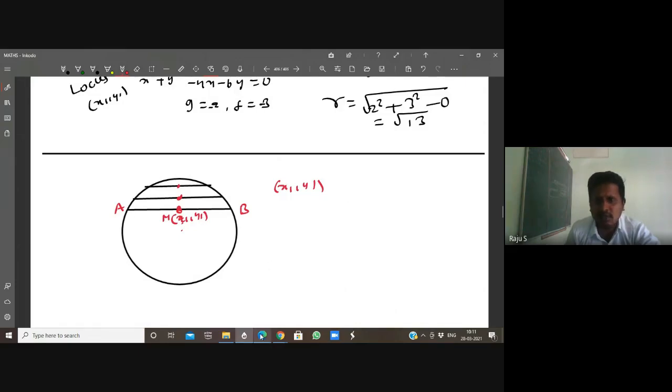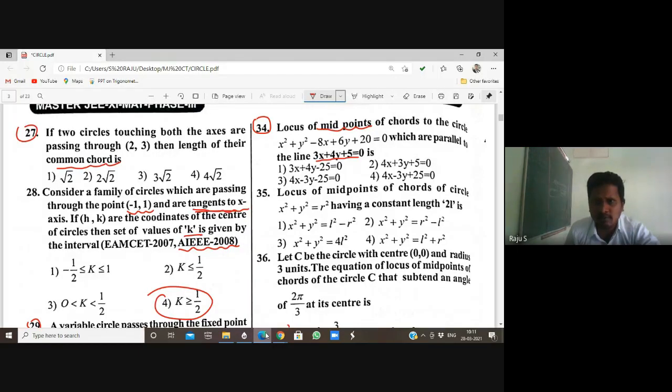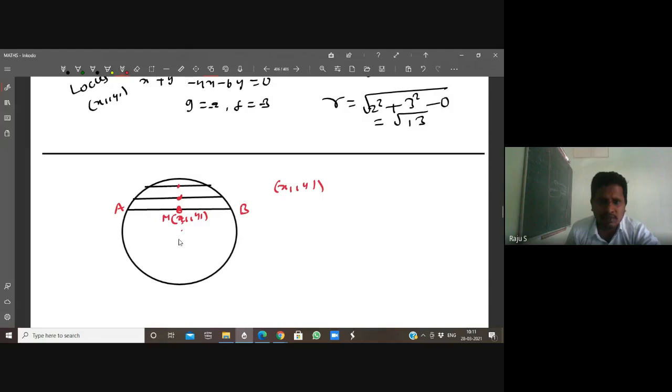So the circle equation is already given: x square plus y square. What is the center here? 4 comma minus 3. Am I right? The center of the circle is 4 comma minus 3.